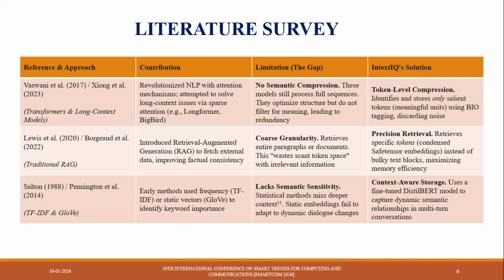Earlier statistical methods such as TF-IDF and GloVe focus on keyword importance using frequency-based or static embeddings. Although effective for basic keyword extraction, these methods lack semantic sensitivity and fail to adapt to dynamic and multi-turn conversations. In contrast, Index IQ addresses this gap by introducing token-level semantic compression. It stores only key tokens using BIO tagging, retrieves precise token embeddings instead of bulky text blobs, and uses context-aware storage through a fine-tuned model. This enables efficient tracking of semantic relations across long conversations.